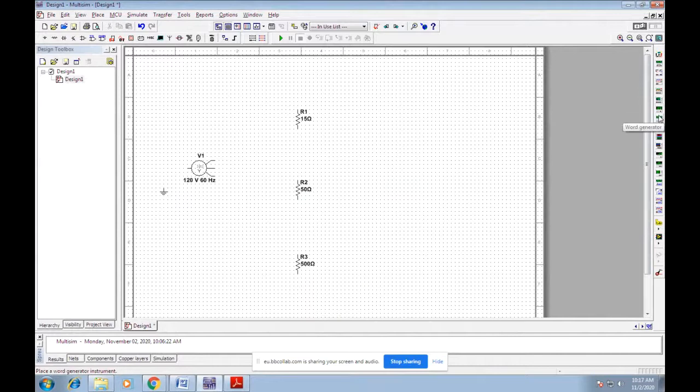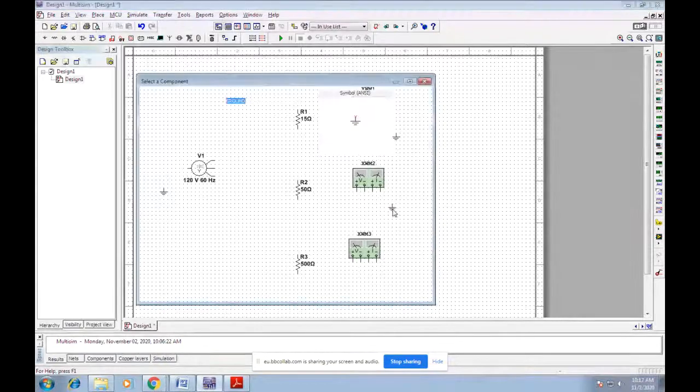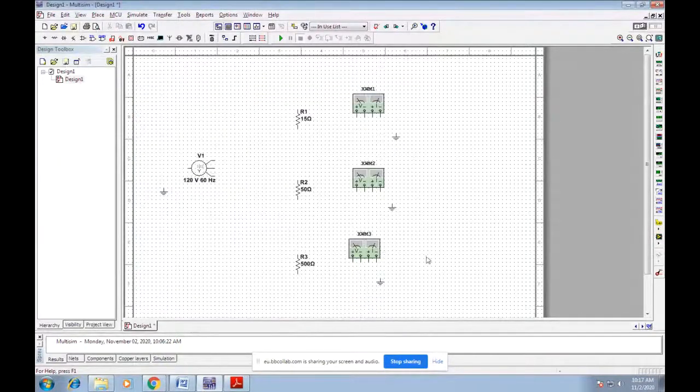The watt meter, to measure power, is available in the instruments toolbar, the third one. Click this, place it over here. This is one. Similarly, click this, this is two. Again, the third one is here. As I said, we also require a ground, so place a ground here, again for this, and again for this. Let us complete the connection.